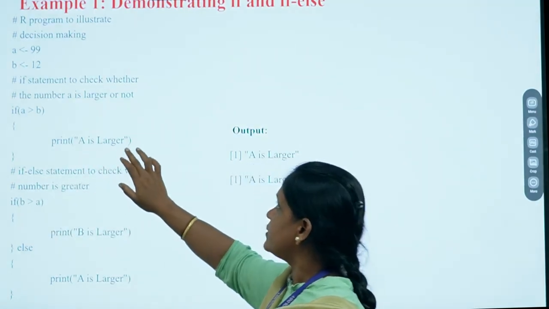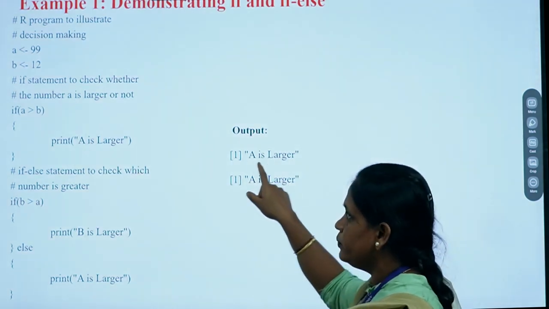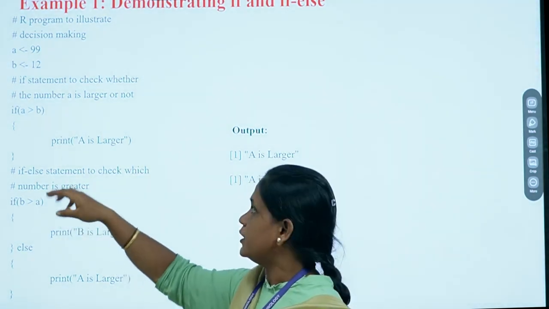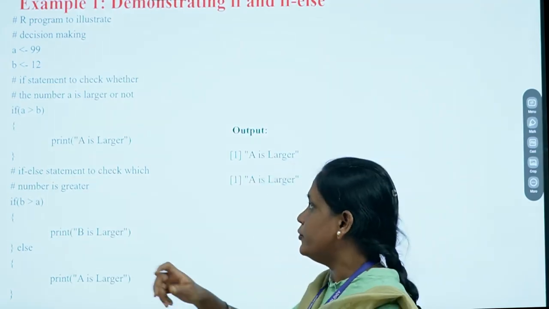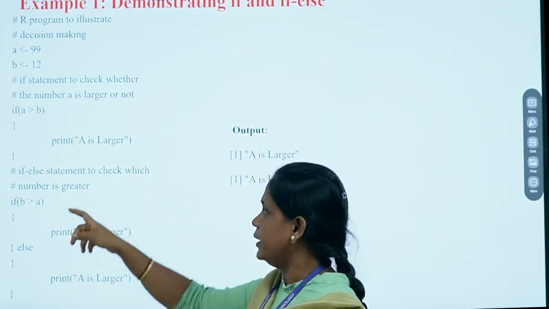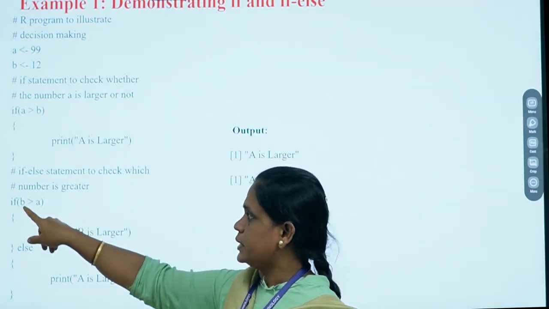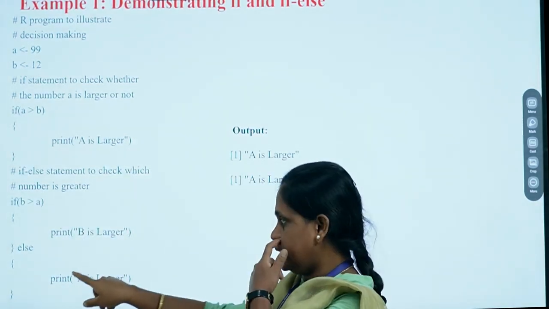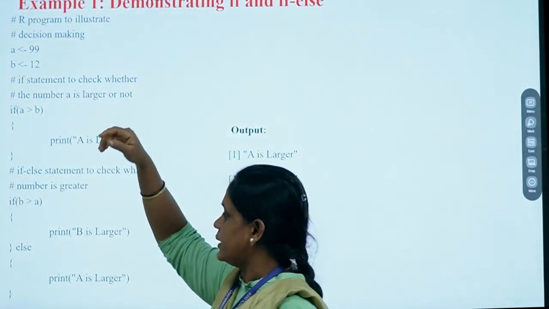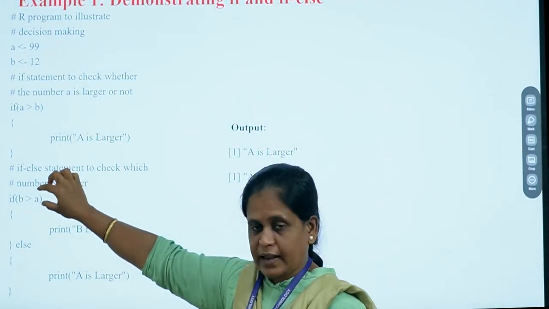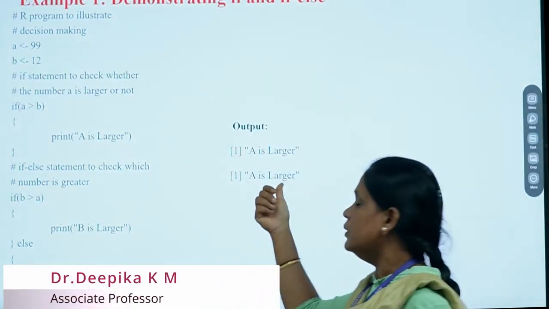It says print A is larger. Since A is 99 and B is 12, it prints A is larger. With the if statement we can only check the true condition. If you want to verify the false condition, we can go for the if else condition. Here it checks if B is greater than A, print B is larger, else print A is larger. Because B is 12 and A is 19, this condition isn't satisfied, so it goes to the else part and prints A is the larger one.